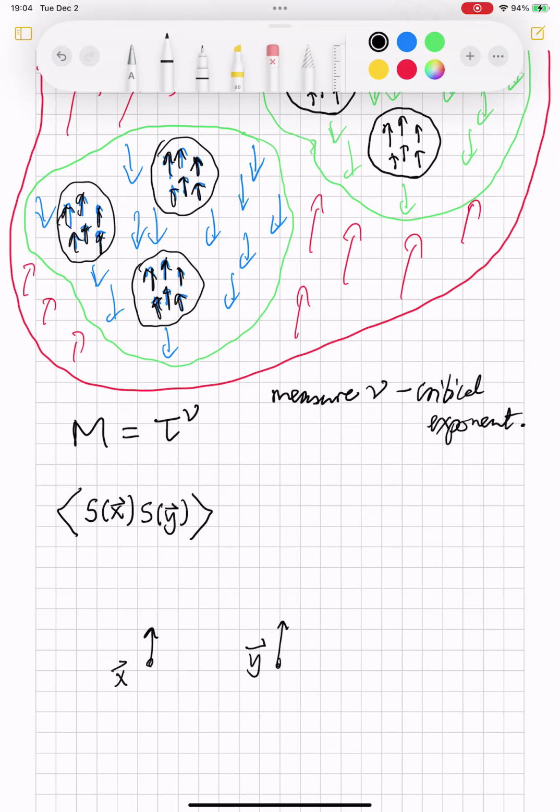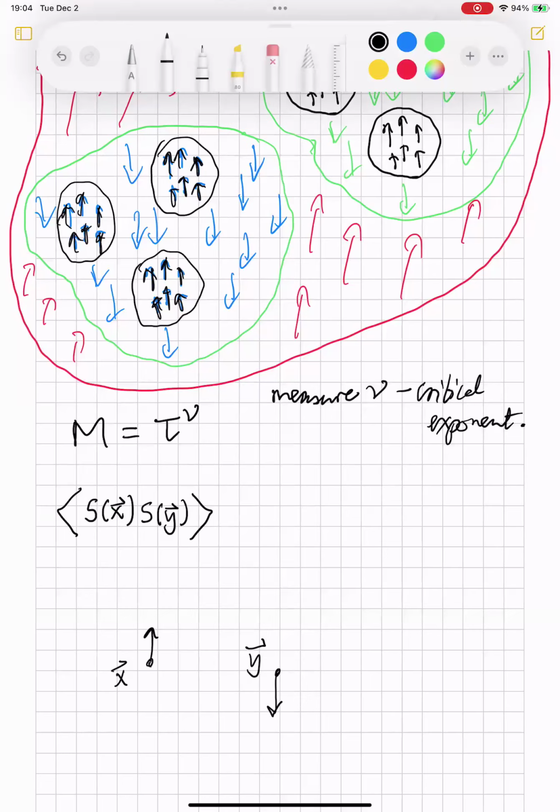It's how the spin at x and the spin at y are correlated. So a positive number tells you that those spins would point in the same direction. If you get a negative number, then it tells you that most of the time when the spin at x is up, the spin at y will be down. And what I mean by most of the time is that for most of the states in the ensemble, if the spin at x is pointing up, then the spin at y will be pointing down.